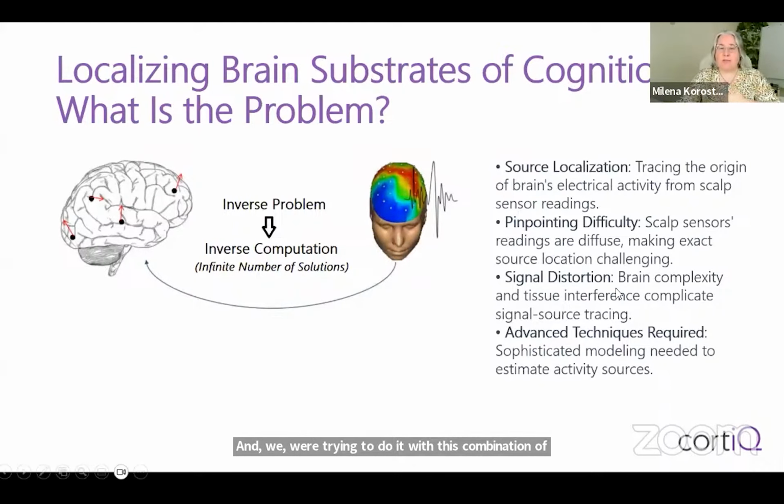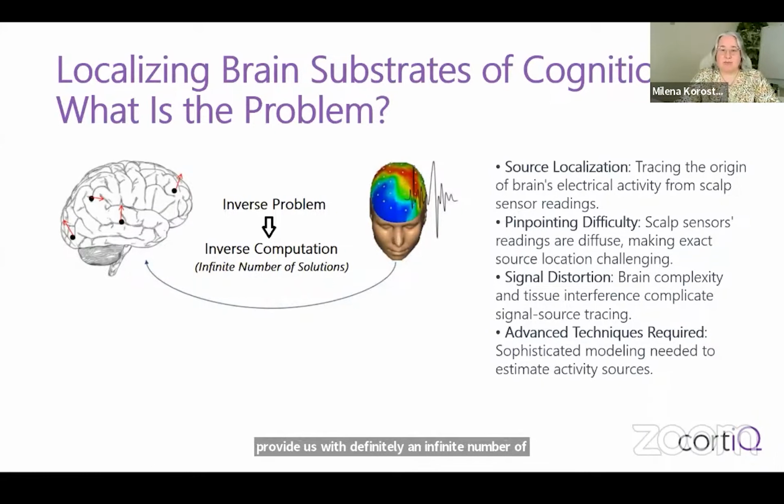And we know that there is a certain problem when we're trying to determine the origins of a certain response by using information that we collected from the surface of the brain. Yes, so tracing the origin of the brain's electrical response activity from scalp sensor readings. We also refer to it as the inverse problem. We need to perform inverse computations, which can provide us with definitely an infinite number of various solutions.